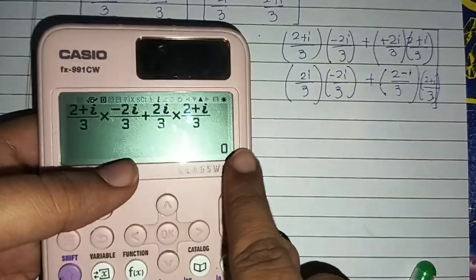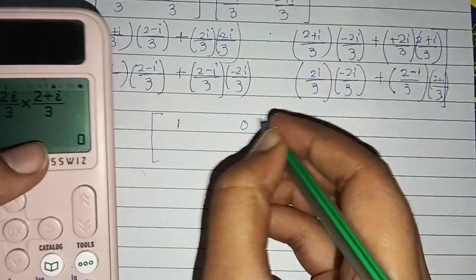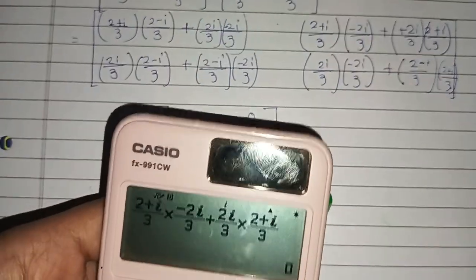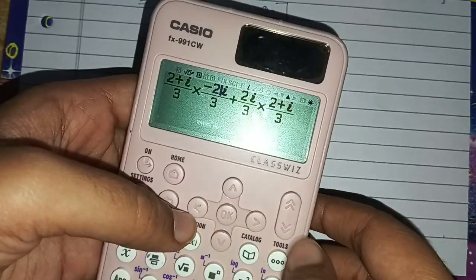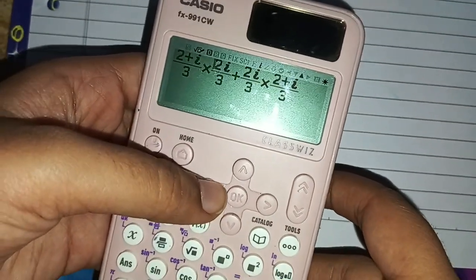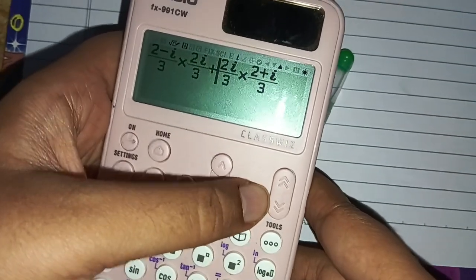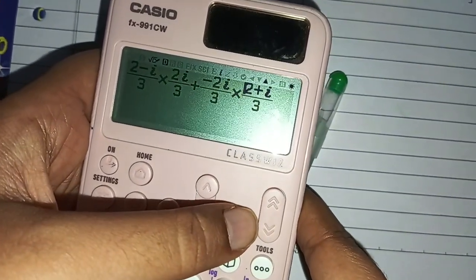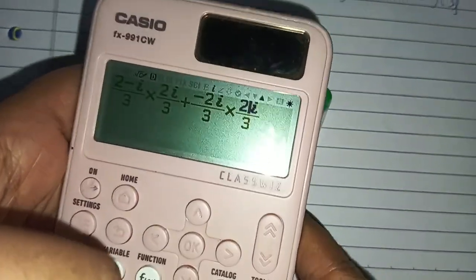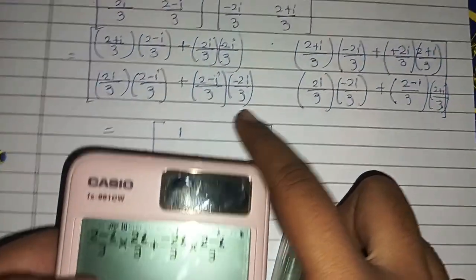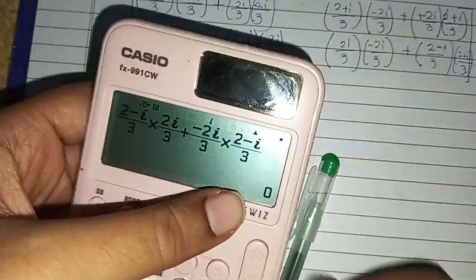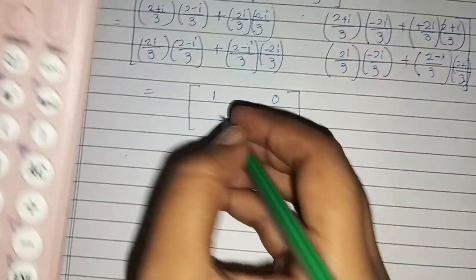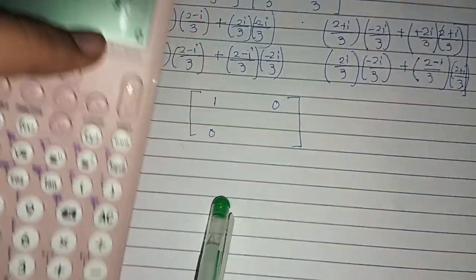Okay, for this second one, the answer would be 0, so write 0 here. Now the third one: you can interchange the multiplication, like 4 into 3 and 3 into 4 would be the same. So now I'm simply substituting the value here. I'm copying the equation that I have written in the notebook. Now I'm calculating the third element. The answer of this will be 0, so you have to write 0 here, in the third element.